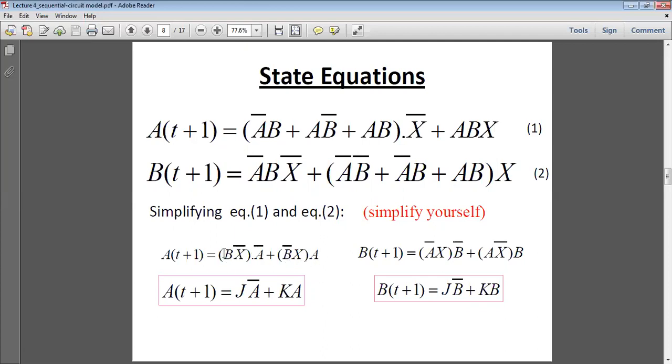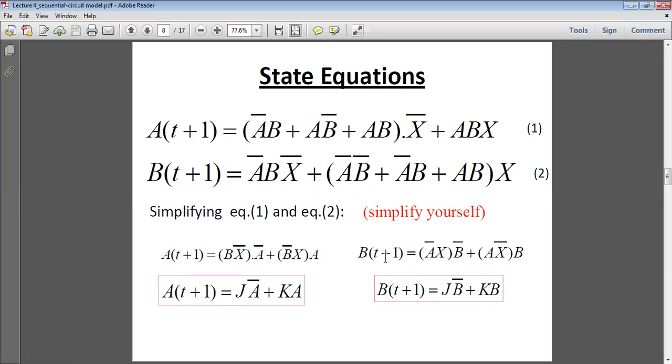So if we assume that B X complement is equal to J, then we can write J A bar, and if you consider B complement X is equal to K, then K A. So this is the input of the JK flip-flop. So this is the status of the next step of the first JK flip-flop.